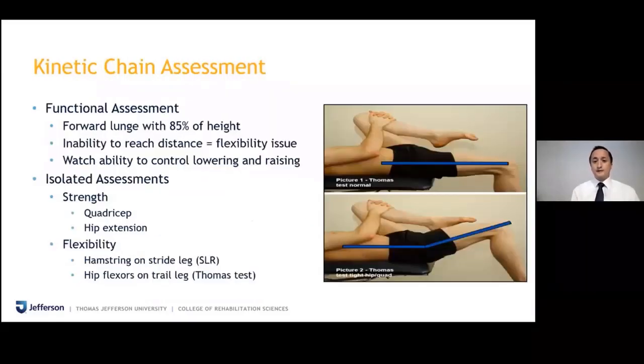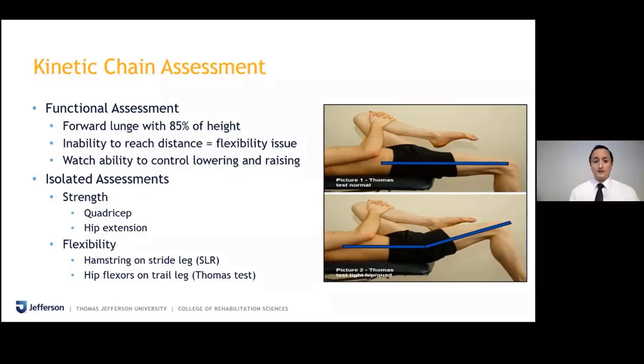So how do we look for these? We can look functionally. We could have them do a forward lunge, but put tape down at 85% of their height and really see how they do it. If they can't get out there, it's likely a range of motion issue. If they can get out there but can't control it, so if you have them go up and down through a lunge and they really don't have the strength to control it, then it's likely a strength deficit.